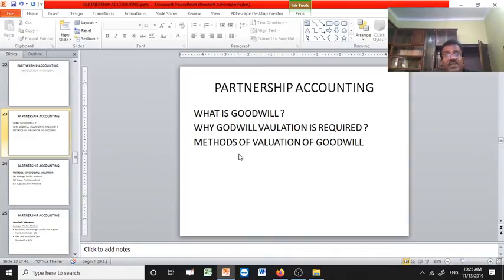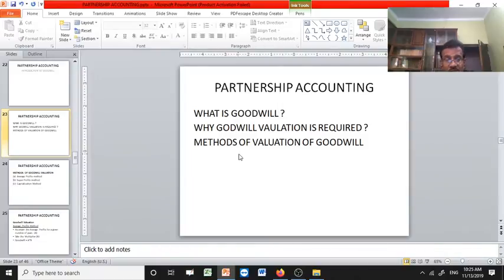Therefore he has to pay a certain premium amount because he has been given the opportunity to join this firm and work with this firm. When a partner is retiring, all the efforts he gave all this time are why that firm has reached a particular standard. So he must be given a share of goodwill, to which he also contributed.